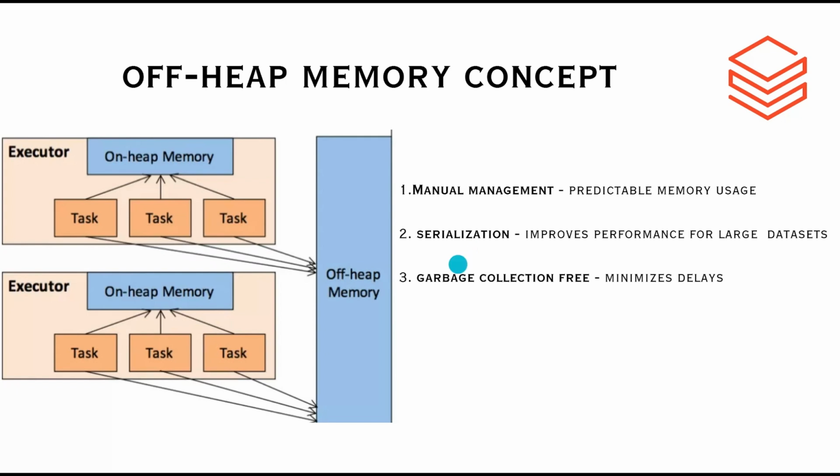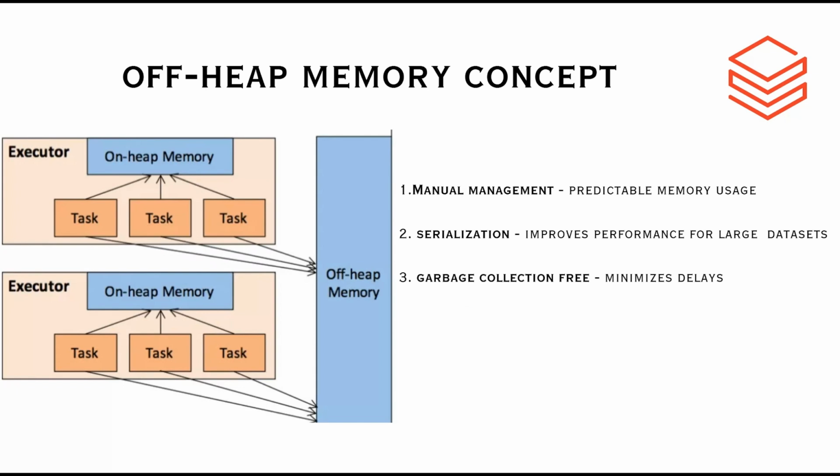And the next one is garbage collection free. Since off-heap memory bypasses the JVM, it avoids garbage collection completely, which makes it more stable for large-scale workloads. So why use off-heap memory?